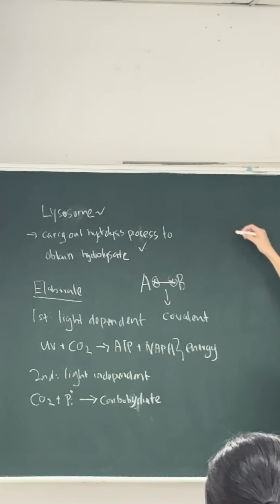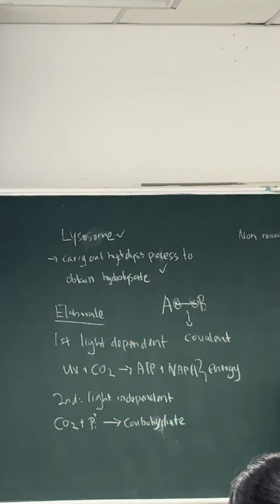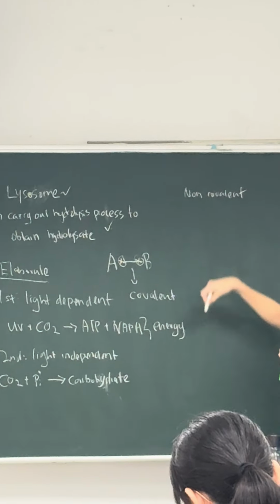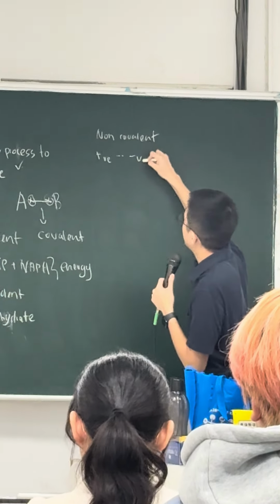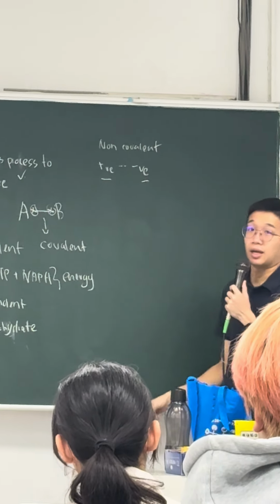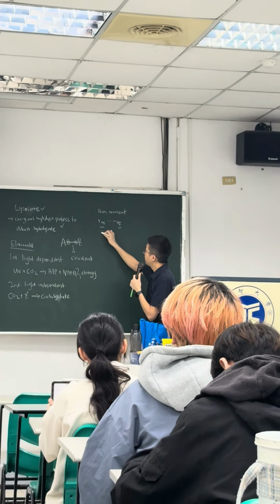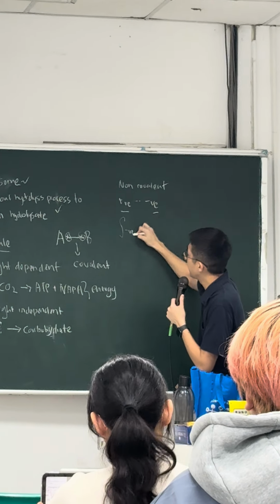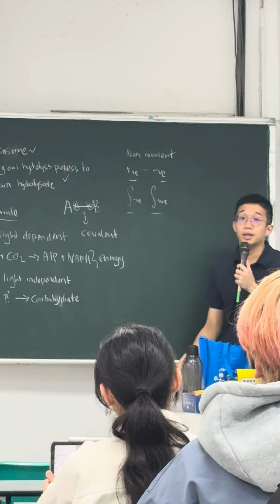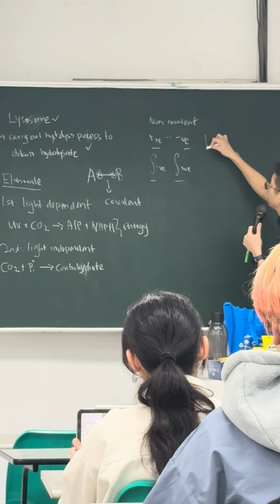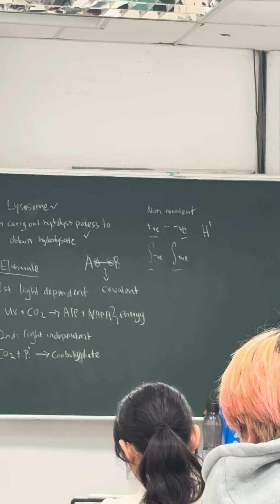So non-covalent, what is it based on? Electrostatic, positive and negative charges, and this is what we call ionic interaction. Or it can be based on partially positive or partially negative charge. What else? Hydrogen bond, H plus, hydrogen bonding.